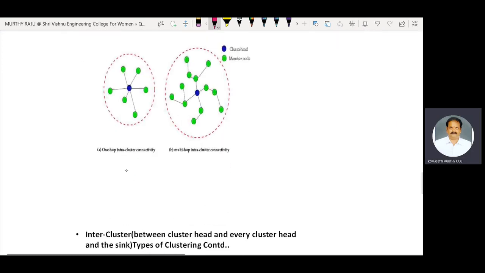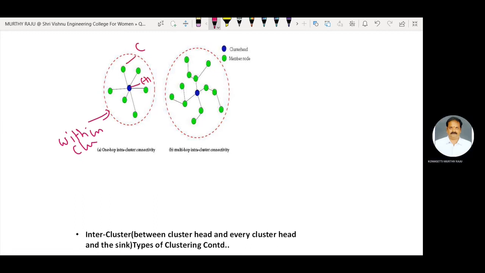This one is the intra-cluster connectivity. Intra-cluster connectivity means within the cluster only. Blue color indicates the cluster head. These are the cluster members. This is the star topology. 1 hop means the distance between this cluster member and the cluster head is 1 hop. These nodes directly send information to the cluster head.